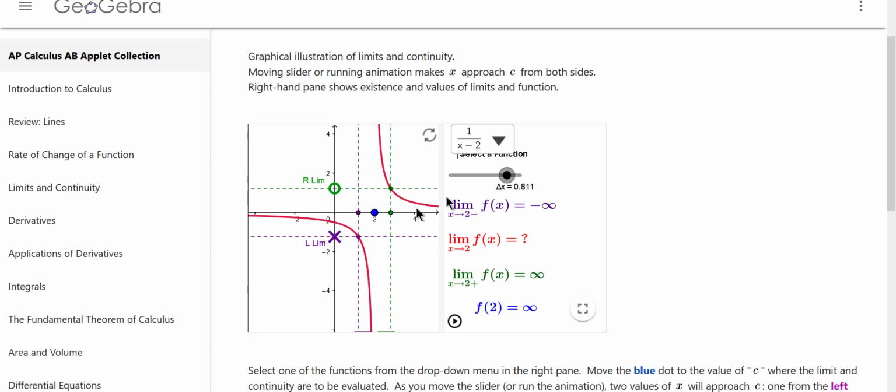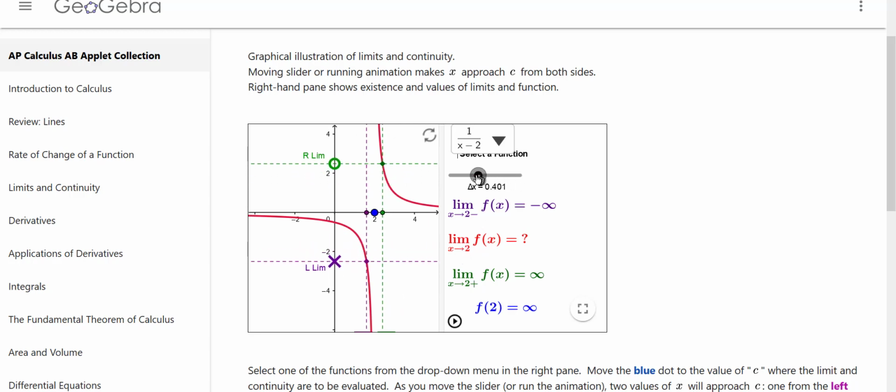Okay? The left-hand limit, which would be the purple, as we get closer to 2, look at what happens to the y value. So just watch that. Look at this part right here. This part right here is getting closer and closer, just going towards negative infinity. So the left-hand limit goes to negative infinity. The right-hand limit goes to infinity.